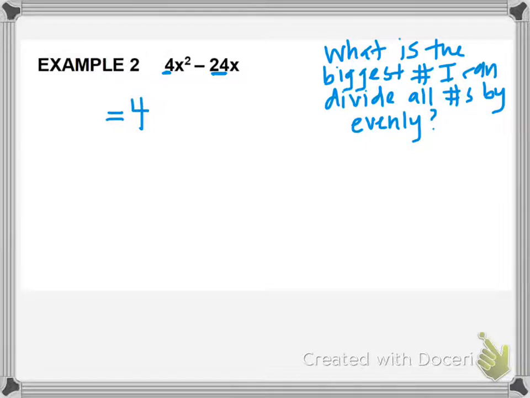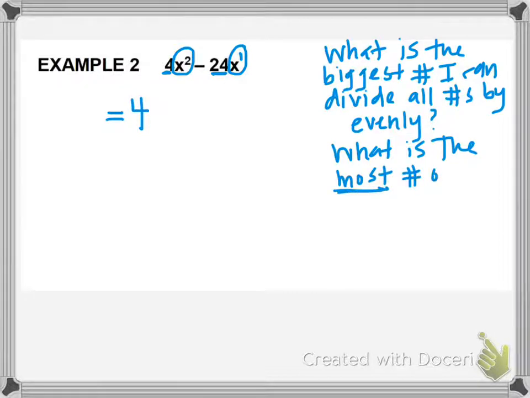Now I'm going to take a look at the variables. I've got x to the power of 2, and I've got x to the power of 1. So the second question you want to ask yourself is, what is the most number of x's or variables that each term has? What is the most number of variables each term has? So it has to be from each term.